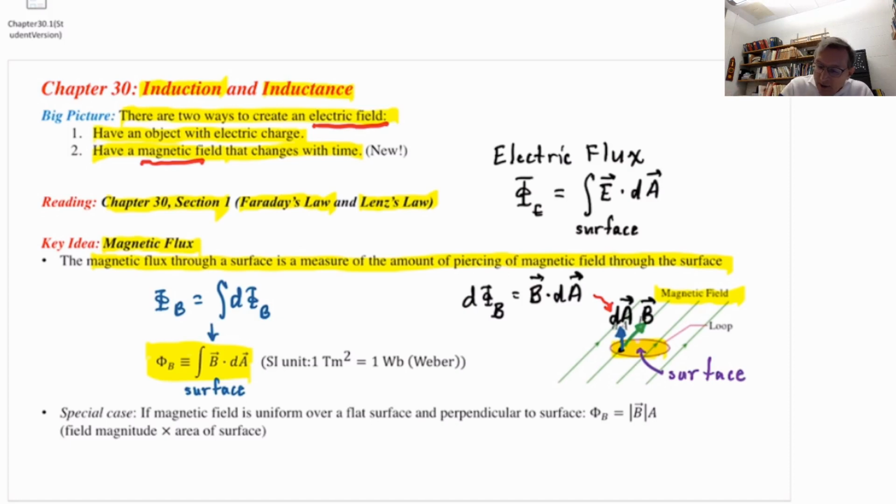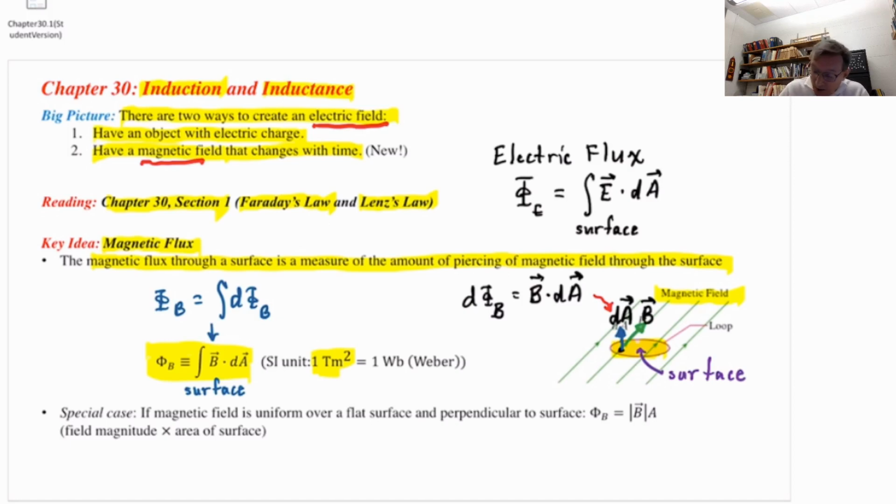Now what's the SI unit of magnetic flux? Well, it must be the unit of B, magnetic field, Tesla, times the unit of area, meter squared. So the SI unit of magnetic flux is Tesla times meter squared. Note the SI unit of electric flux would be the unit of electric field, Newton per Coulomb, times the unit of area, meter squared. But now we're doing magnetic flux, so it's the unit of magnetic field, Tesla, times the unit of area, meter squared.